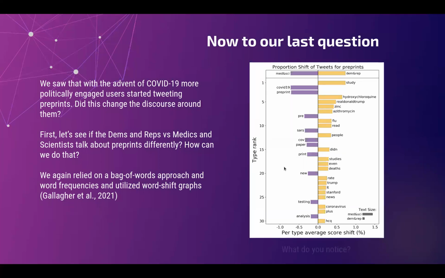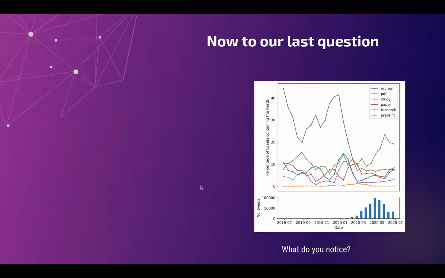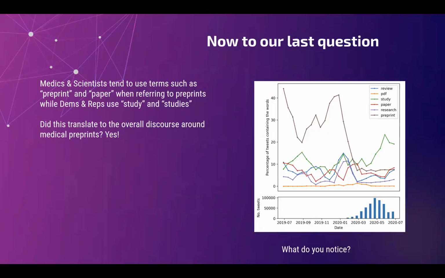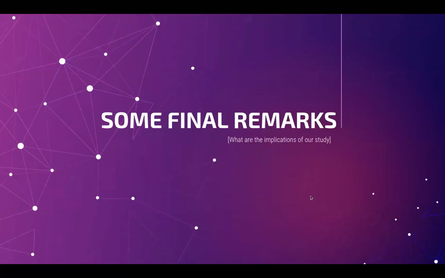So that's what changed with the advent of the pandemic. Also you can see that before the pandemic, among all the tweets we had, most referred to them as preprints. But with the pandemic, and we argue that that's largely due to these politically engaged users coming in, the proportion of people on Twitter referring to them as study or as research, in fact, increased, and the proportion of preprint decreased. So some final remarks and implications.